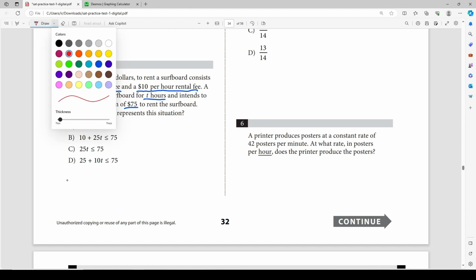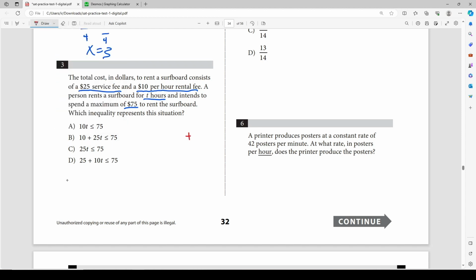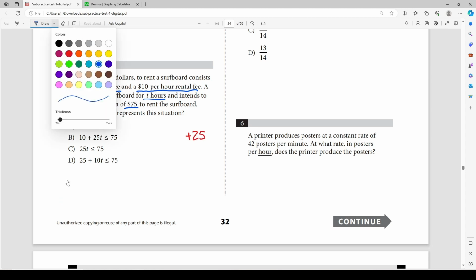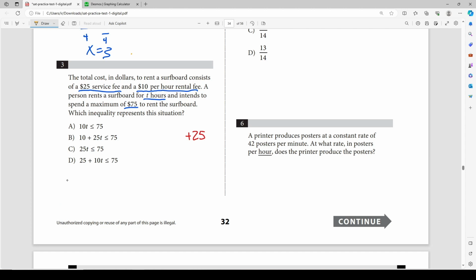So I'm going to put that in red, and I'm going to construct my formula. I'm going to put it right here, plus 25, right? So no matter what you do, no matter how long you stay for this rental, you're always going to have to pay a $25 service fee, right? In addition to that $25 service fee, there's a $10 per hour rental fee, right? So every hour that you rent the surfboard, you have to pay $10.